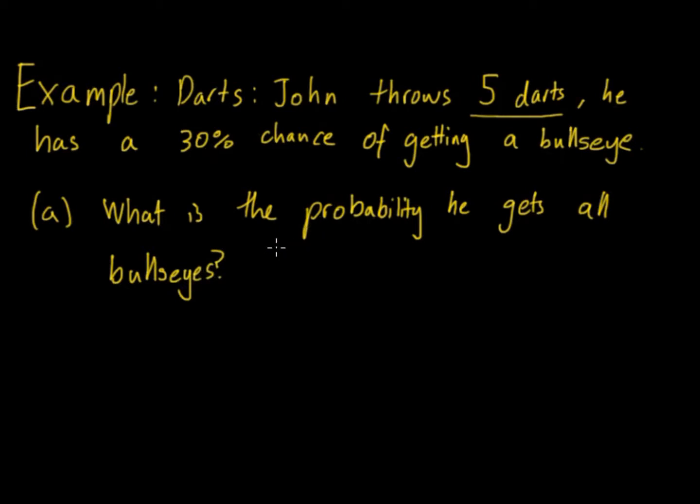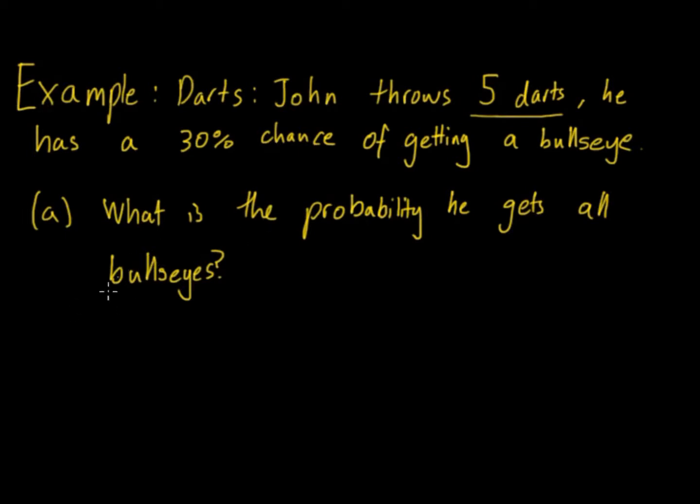So there are 2 outcomes, bullseye or not bullseye. Now it hasn't said it here, but it is assumed that it has a 30% chance of getting a bullseye no matter what. If he gets a bullseye, it doesn't matter, it stays constant. Technically I should have written constant 30% chance, and it'll normally be a bit more explicit in the question. So what is the probability he gets all bullseyes?